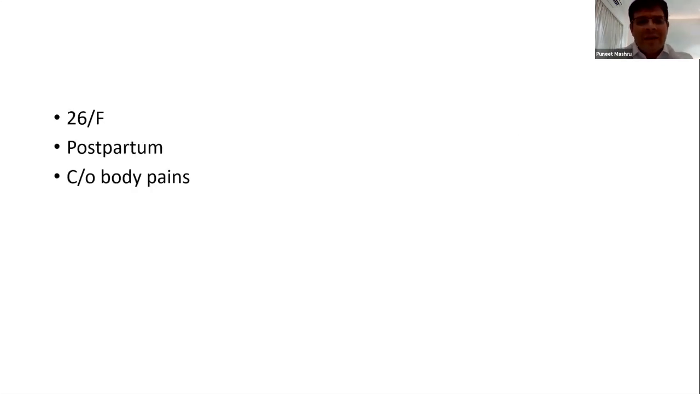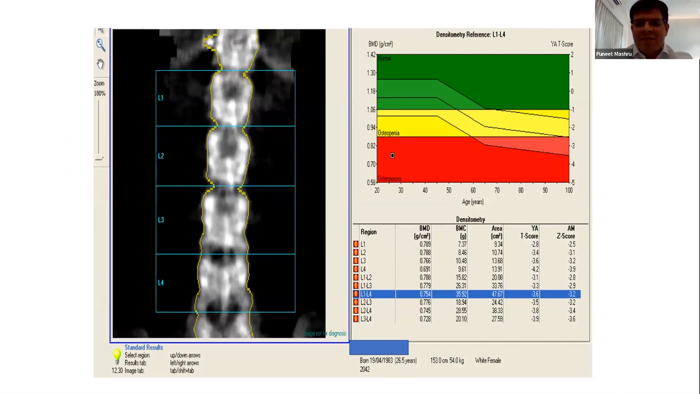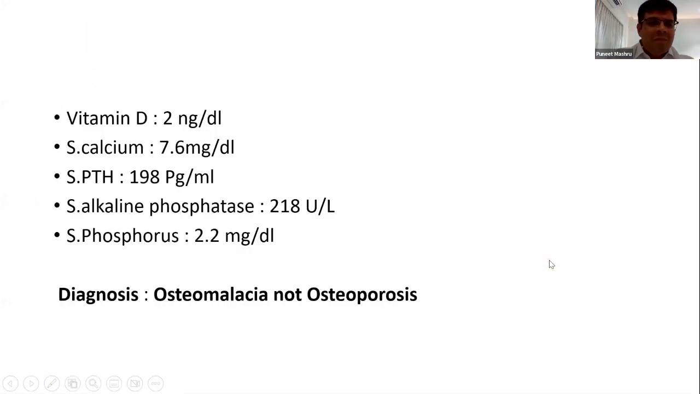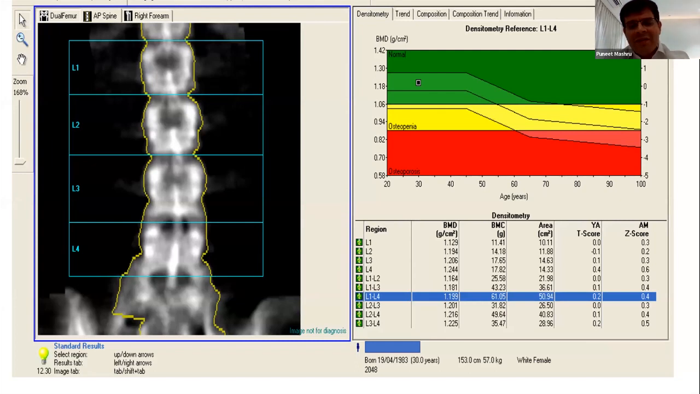This is a 26-year-old female who had some body aches and pains, and the gynecologist enthusiastically got a BMD done. And you can see that her Z scores were very, very low. But she had osteomalacia. Her vitamin D was low, calcium was low, alk phos was high. She had osteomalacia, not osteoporosis. And all she was given is vitamin D correction.